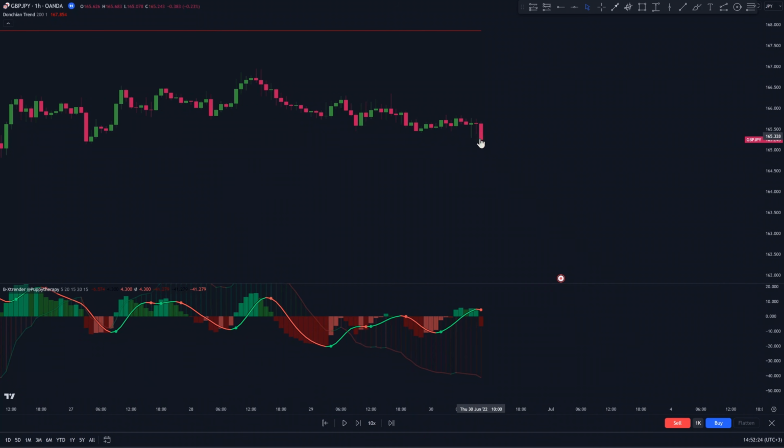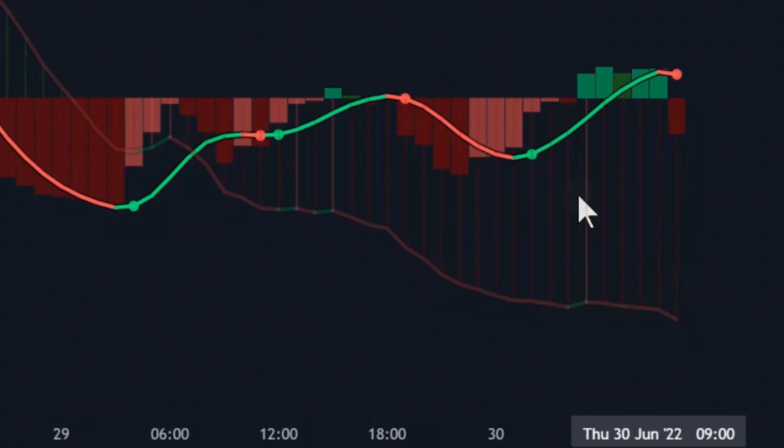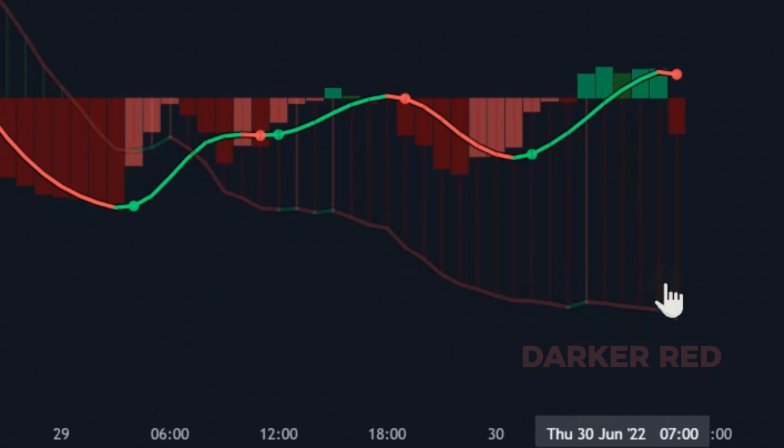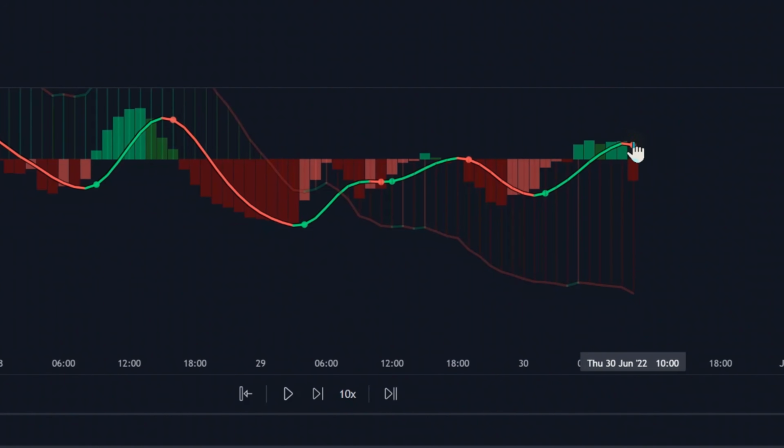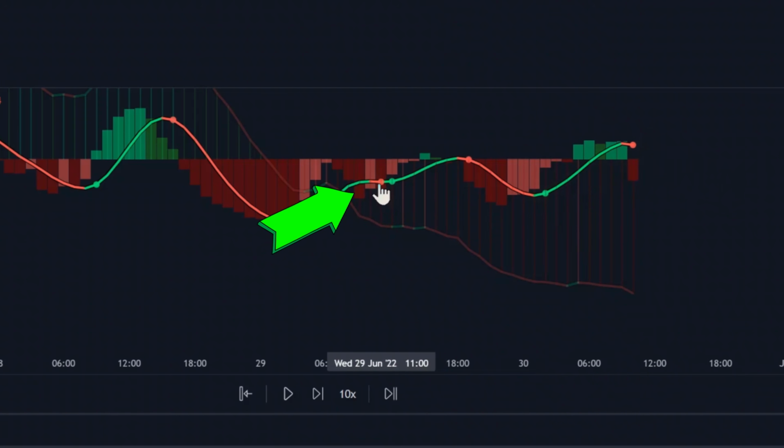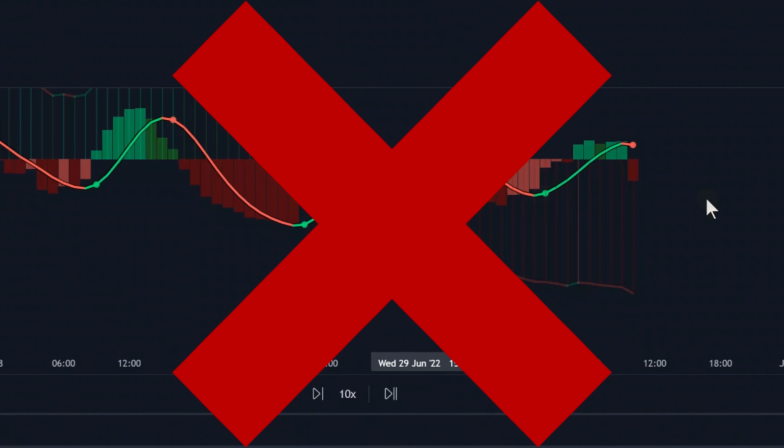To do that, we just make sure that the B-Xtrender Trend histogram is colored dark red like it is right here. Next, we need a sell signal to be printed by the B-Xtrender Indicator. To confirm that, we're gonna wait for a red dot to be printed on the B-Xtrender oscillator, like this one. Also, for the sell signal to be valid, this red dot needs to be printed above the zero line. If it gets printed below the zero line like this one, that setup becomes invalid and we'll have no choice but to skip it.